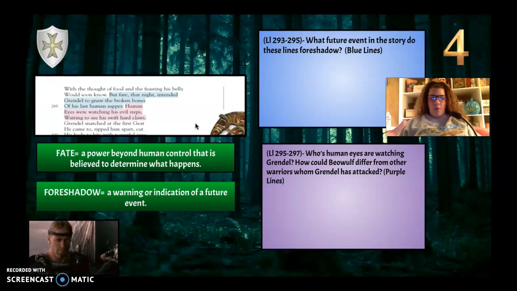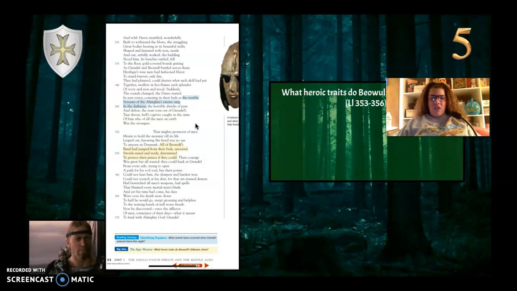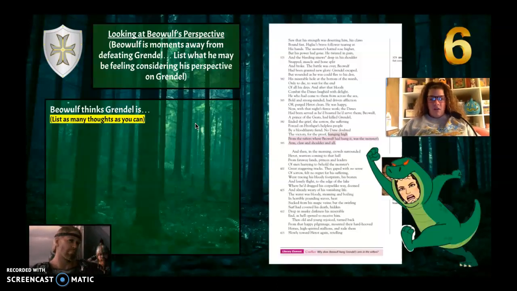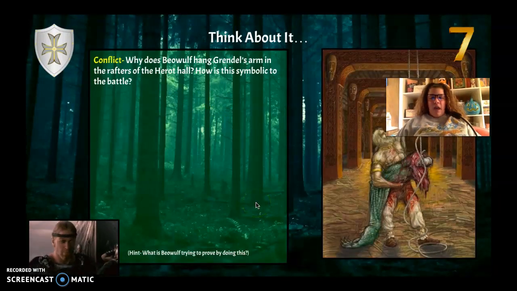In this section, we talk about foreshadowing and what we mean by fate. I give you a definition, and then we're looking at those 2 highlighted lines. In this section, we're talking about heroic traits, going back to characterization. In this section, we're looking at Beowulf's perspective on Grendel, so list what he may be feeling, as many things as you can think of. I'm trying to be Grendel in the bottom corner, as you can tell. Why does Beowulf hang Grendel's arm in the rafters of Heorot Hall? How is this symbolic to the battle?